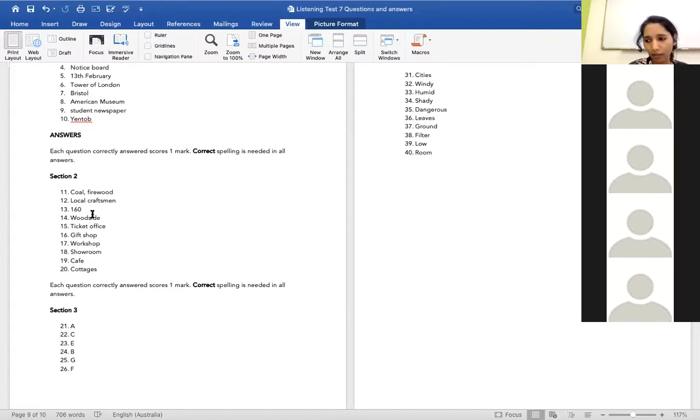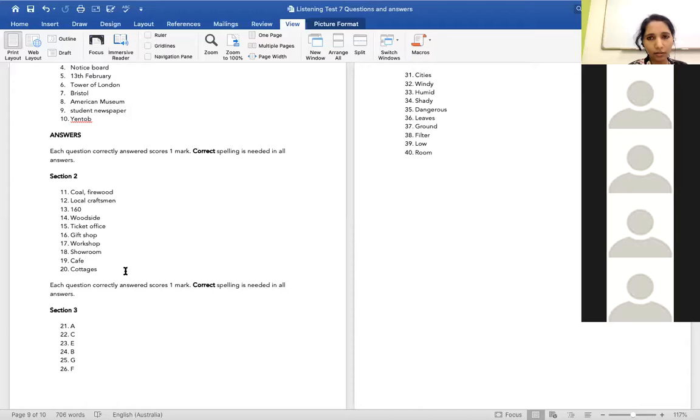Next one is 160. Then the map: the first one is Woodside Road, Woodside with a capital W. Second one is ticket office. Third one, or 16, is gift shop. 17 is workshop. 18 is showroom. 19 is cafe. And 20 is cottages.